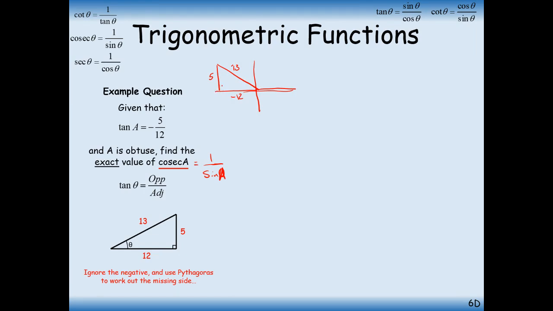Therefore, if we read the sine of this angle here, sine is opposite over hypotenuse, which is 5 over 13, and 5 has to be positive in this quadrant because the y value is positive, and the hypotenuse is always positive. Therefore, 1 over 5 over 13 will give us 13 over 5. So let's look at the next example together.